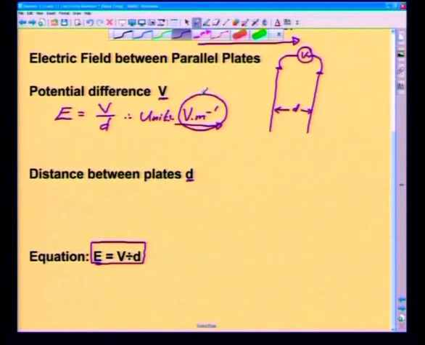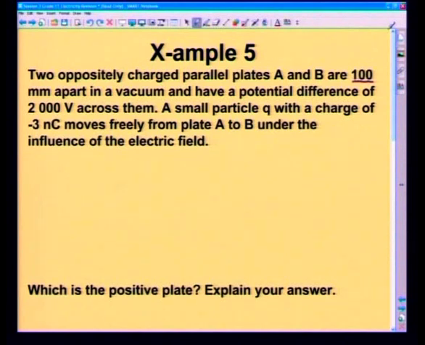which is volt per meter. Now let's have a look at how to find electric field strength when we have got parallel plates. Now, here is an example here. From what I've explained earlier on, I think we'll be able to solve this easily.